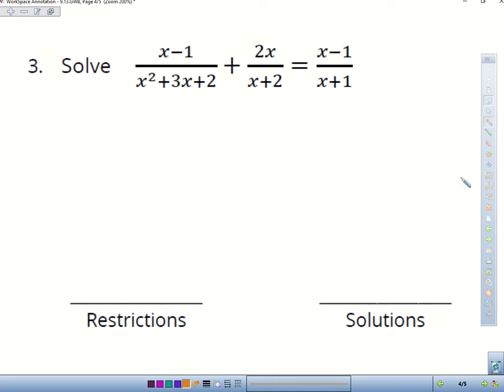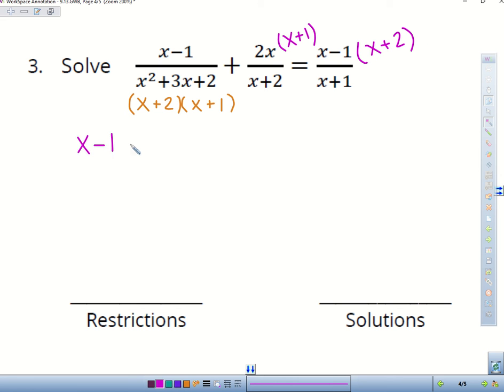So number 3, first thing you want to do is factor that denominator. How is this denominator going to factor? X plus 2 and x plus 1, because that's going to multiply to give me 2, but add up to 3. Now, are we going to have to multiply this fraction by anything? No. But we're going to need to multiply this top by x plus 1, and the other one's going to be multiplied by x plus 2. Now we just set the numerators equal.